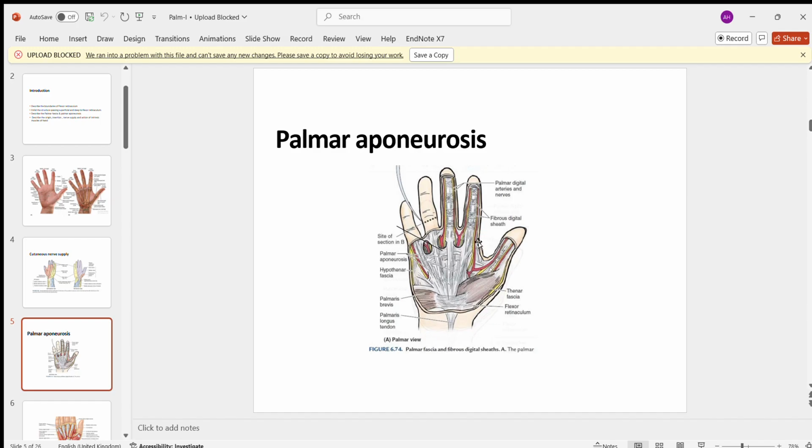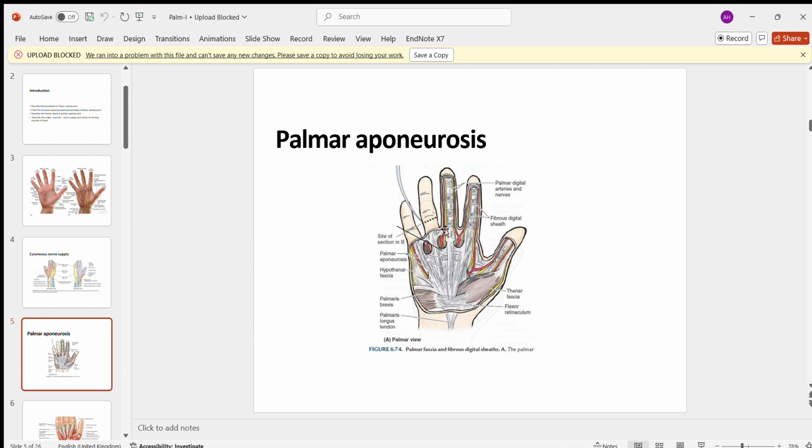Now, the palmar aponeurosis has 2 functions. Basically, it is attached firmly to the skin, so it helps in gripping of the hand. And secondly, it protects the underlying structures, which are the various vessels and nerves in the palm. So the palmar aponeurosis has a base that is directed towards the digits.